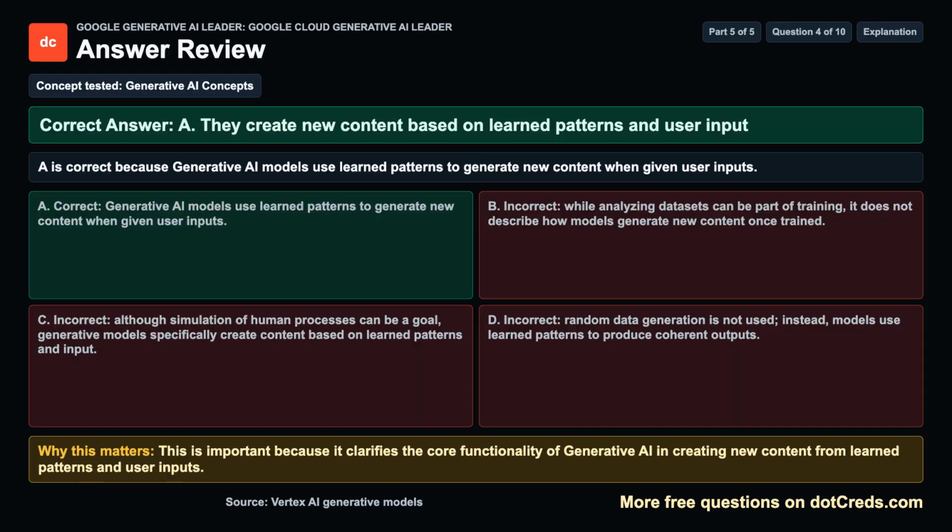Concept tested, generative AI concepts. The correct answer is A. They create new content based on learned patterns and user input. A is correct because generative AI models use learned patterns to generate new content when given user inputs. Why this matters? This is important because it clarifies the core functionality of generative AI in creating new content from learned patterns and user inputs.